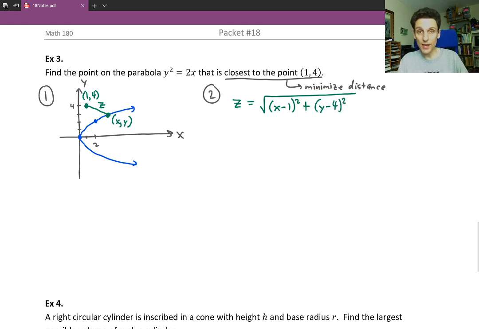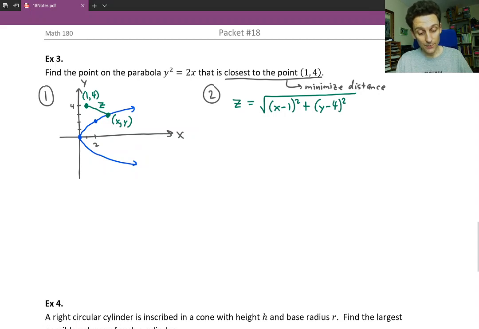Or you can think of the Pythagorean theorem. You can make a little triangle, and the legs of the triangle are going to be x minus 1 and 4 minus y or y minus 4, depending on how you make the triangle. Then you could write the leg squared plus the leg squared equals the hypotenuse z squared. But the distance formula is just a rewritten version of the Pythagorean theorem. So let's use the distance formula because we're talking about distances.